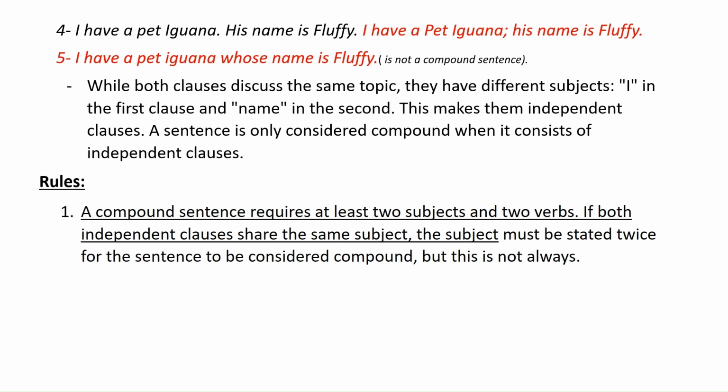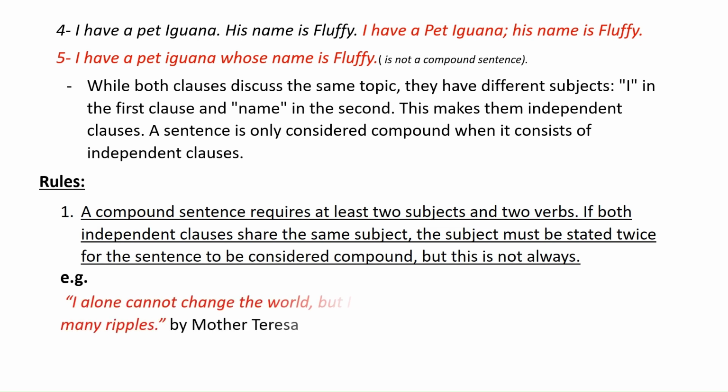A compound sentence requires at least two subjects and two verbs. And if both independent clauses share the same subject, the subject must be stated twice for the sentence to be considered compound. But this is not always the case. Look at this example: "I alone cannot change the world, but I can cast a stone across the water to create many ripples." This is said by Mother Teresa.